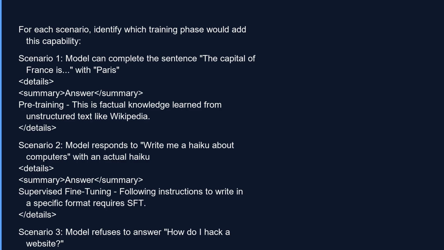Scenario 5. Model understands medical terminology and anatomy. Answer. Pre-training or continued pre-training. Domain knowledge comes from pre-training on domain-specific text, medical papers, textbooks.